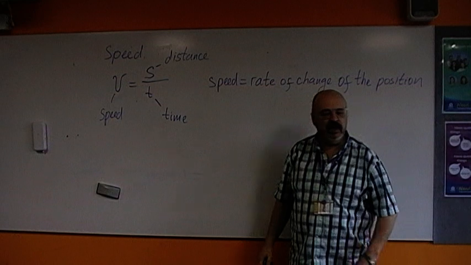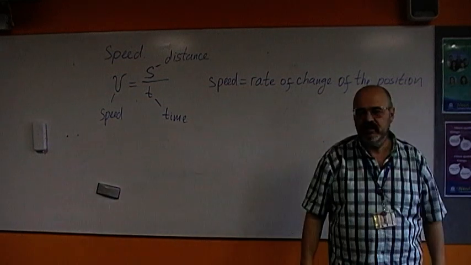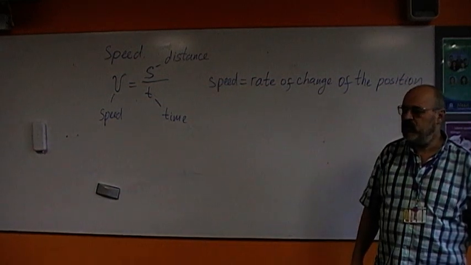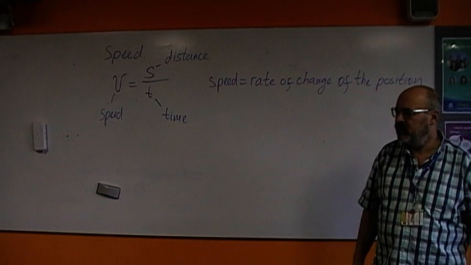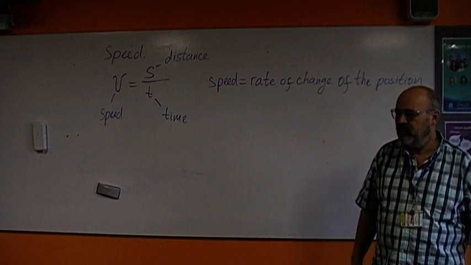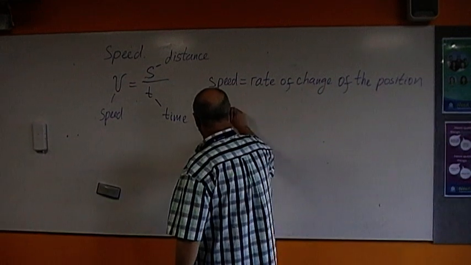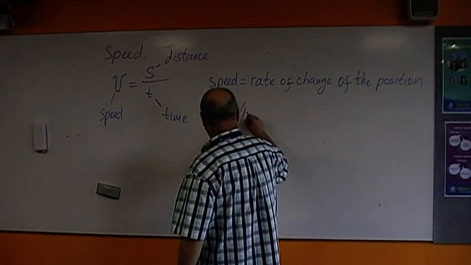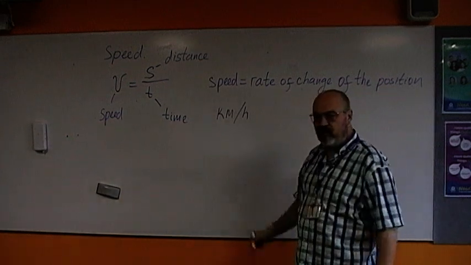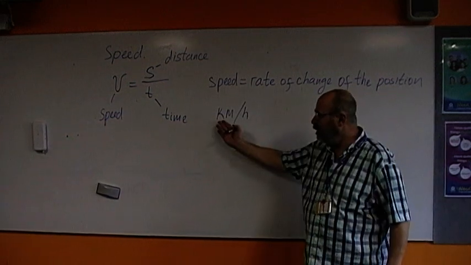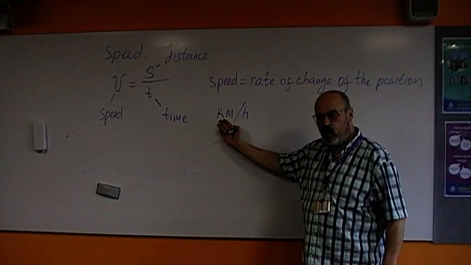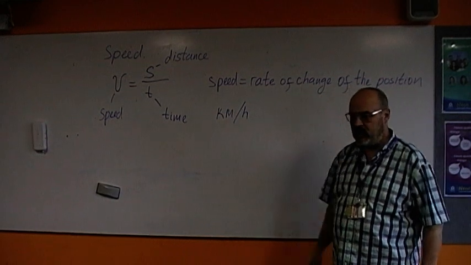What units do you know for speed? In which unit can speed be measured? Can you give me an example? Kilometers per hour. Speed can be measured in kilometers per hour, which is typical for rates. We have one quantity per unit of another quantity.